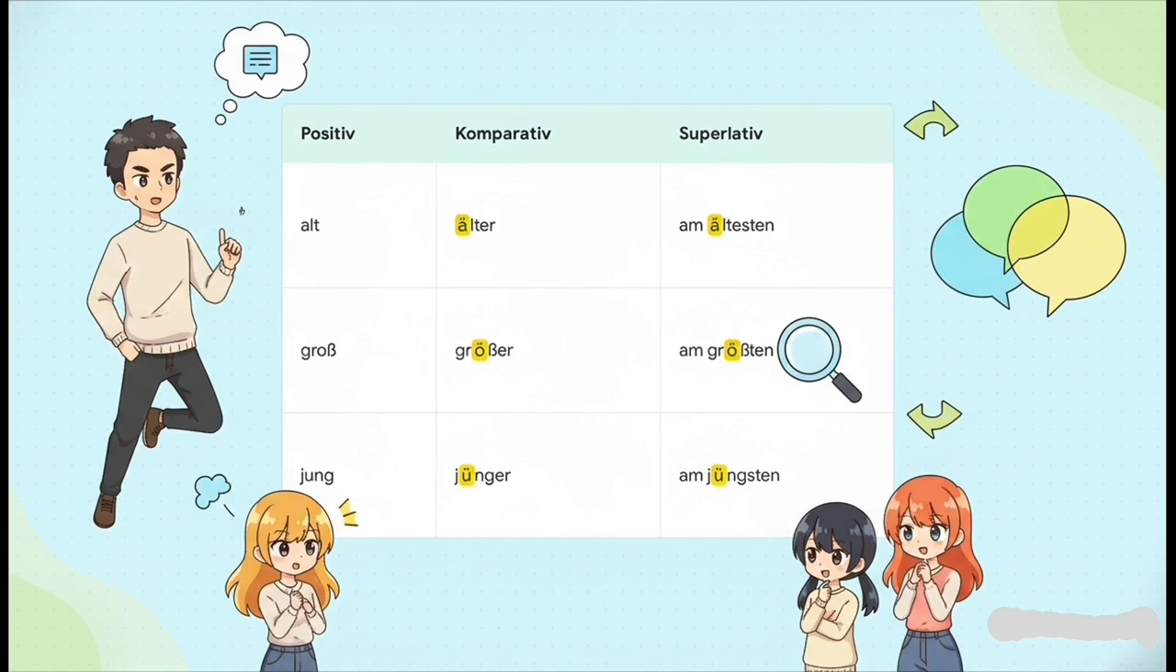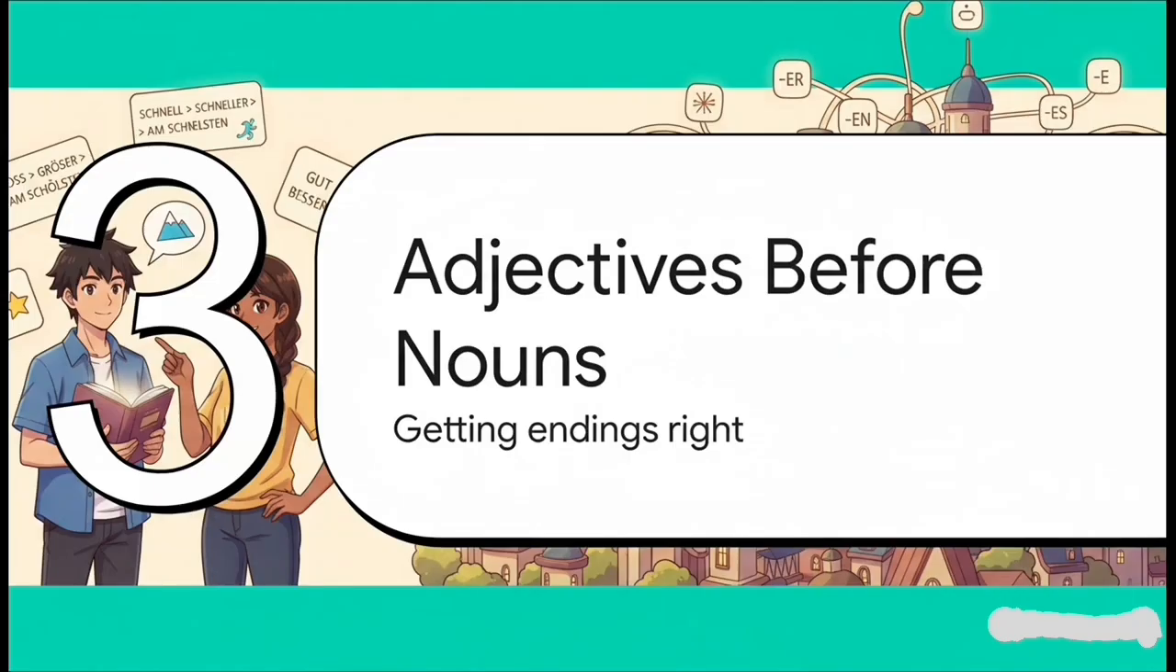Just look at this. Alt becomes älter. Groß becomes größer. And jung becomes jünger. You can literally see and hear that shift. It's not alter, it's älter. That's the key.